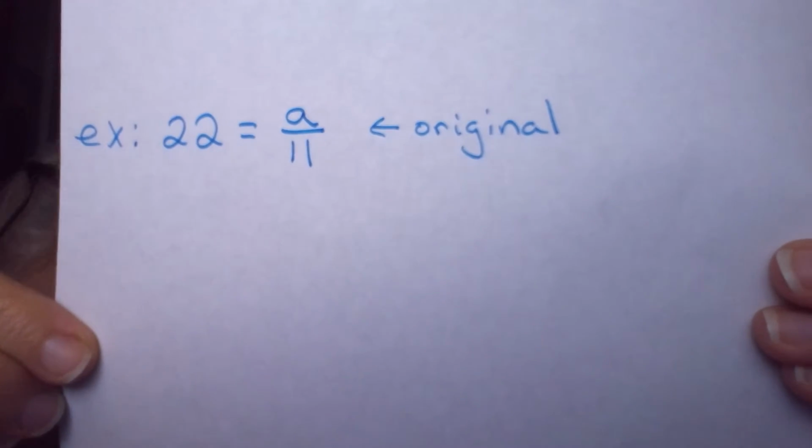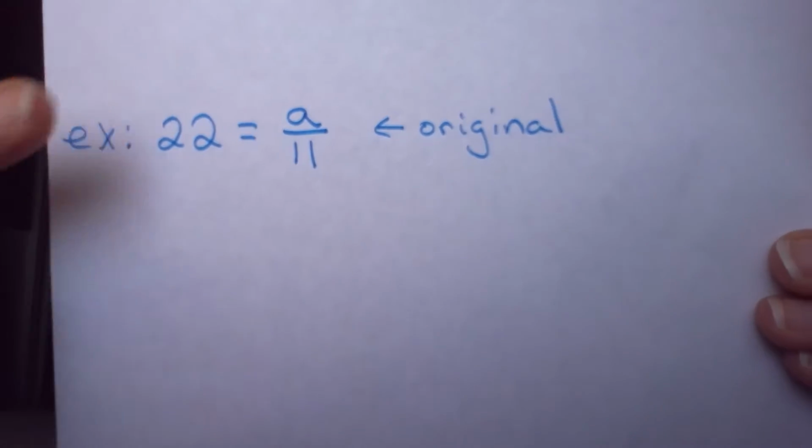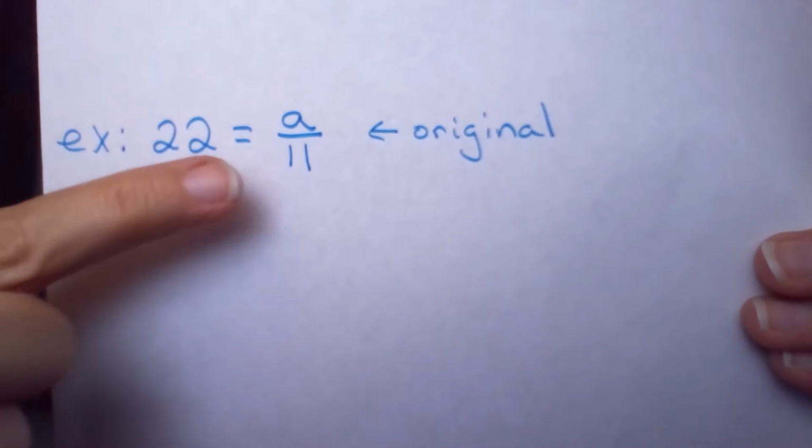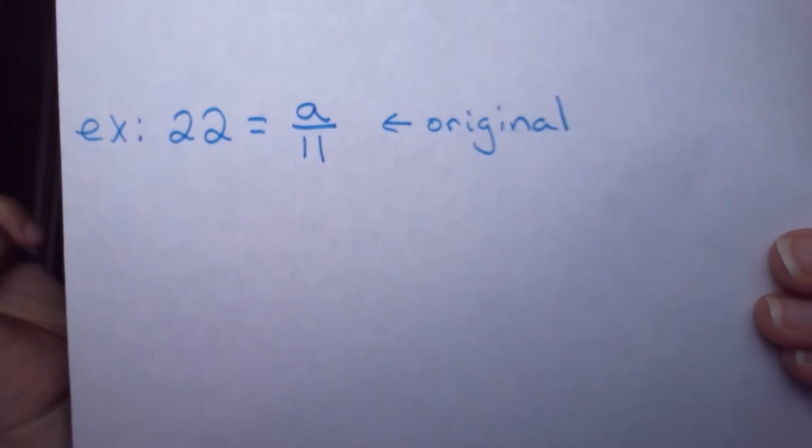Sorry. 22 equals A divided by 11. So remember, I asked you to rewrite the problem. So we're going to rewrite 22 equals A divided by 11, just simply rewriting. And I want you to ask yourself, what is the opposite of division? Multiplication. So I'm going to multiply both sides by the number that's next to or underneath the letter.